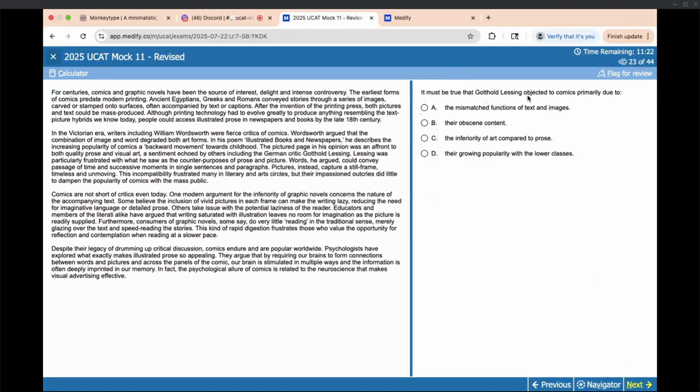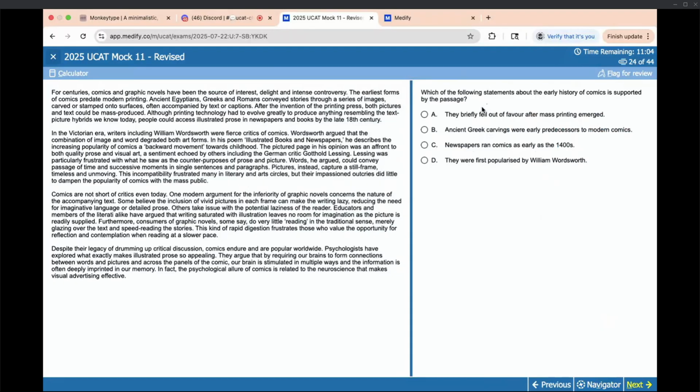It must be primarily due to... I think I saw this somewhere. Yeah, combination of image input degraded both art forms. And then I think I later said it. Yep. Okay.